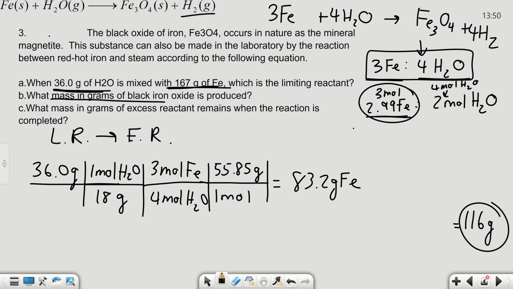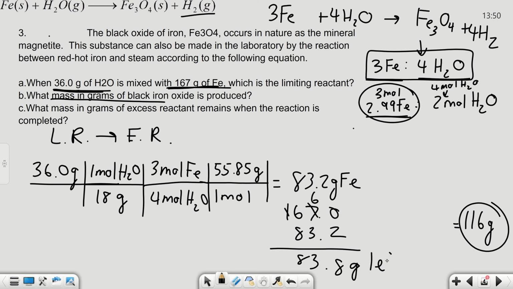So around 83 grams of iron is used. That's how much is used. So how much is then remaining in the reaction? 167 minus 83.2 is 83.8 grams left. So I subtract out the original mass that I have and see how much is left.